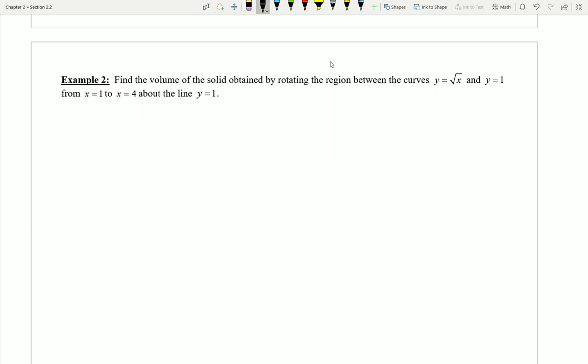Now let's take a look at example number 2. I want to find the volume of the solid that's obtained by rotating the region that exists between these curves that are given here, but I'm going to rotate it around the line y equals 1.